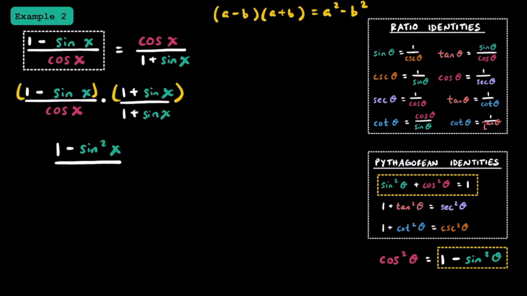In the denominator, we're just going to multiply this cosine of x by 1 plus sine of x, and write cosine of x multiplied by 1 plus sine of x.